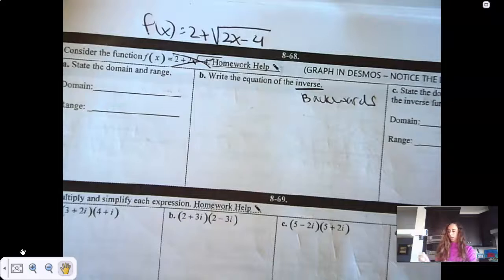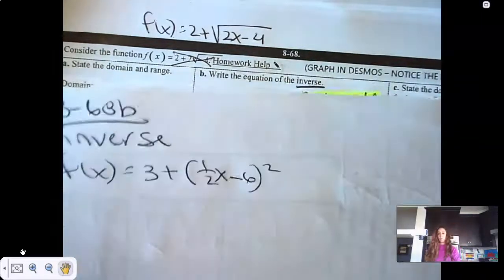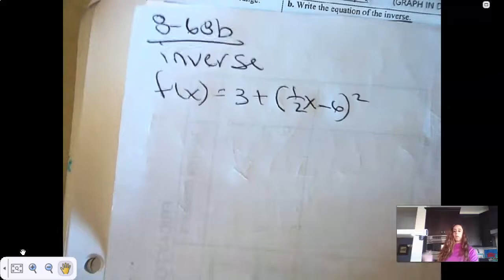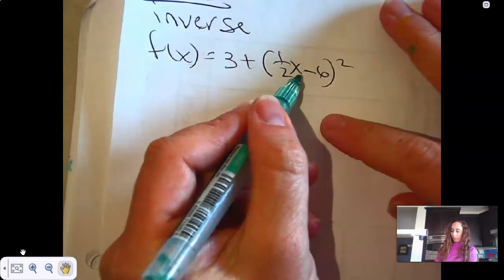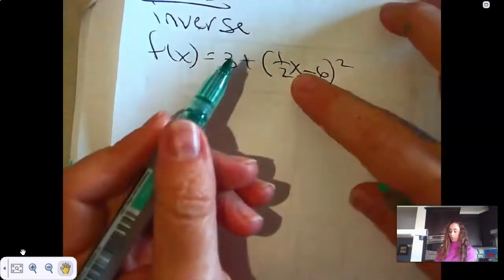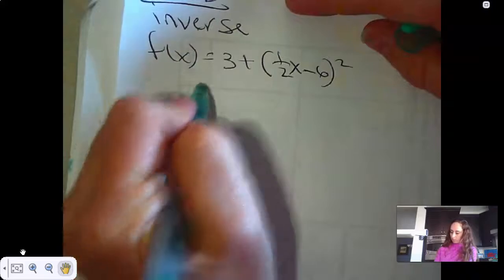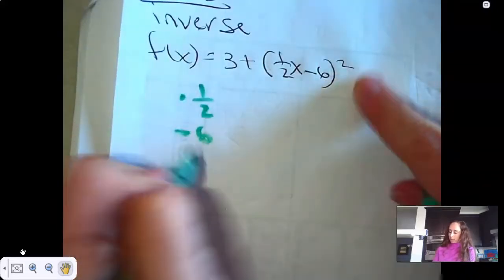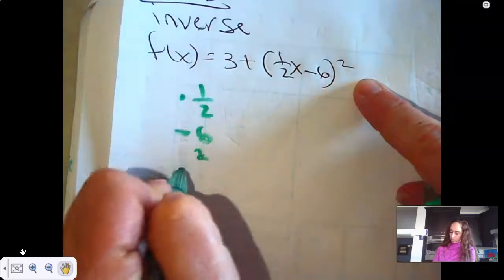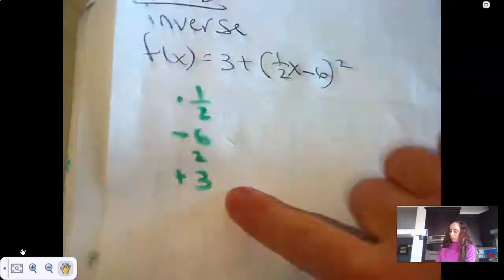For the inverse, I want to go over a different problem just to remind you of inverse. We've done this before, but it's been a while, right? Okay, so what we do is we first start with the original one. We start with the x, and we see what's happening first. The first thing that's happening is it's multiplied by 1/2, so I guess I can write that, times 1/2. Then it's subtracting 6. Then it's squaring. Then it's adding 3.